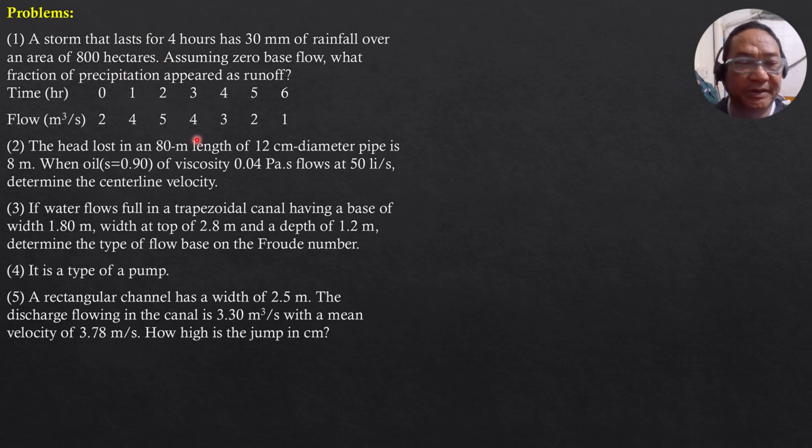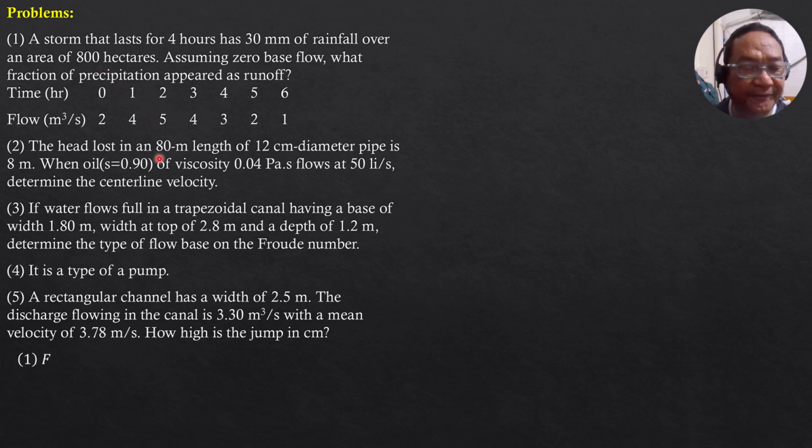So we can compute that after plotting. While the volume of runoff is the area under the discharge versus time curve, the volume of rainfall is simply the area of the site, which is 800 hectares, times the depth of rainfall, which is 30 mm or 0.03 meters. So all you have to do is compute these volumes consistently with the units.